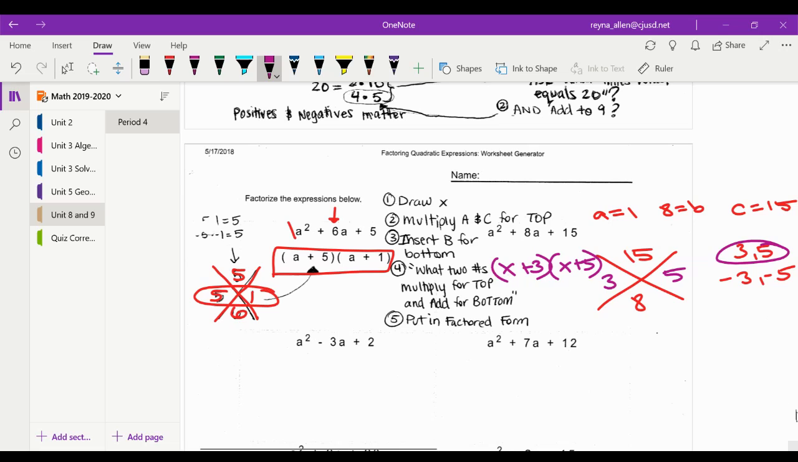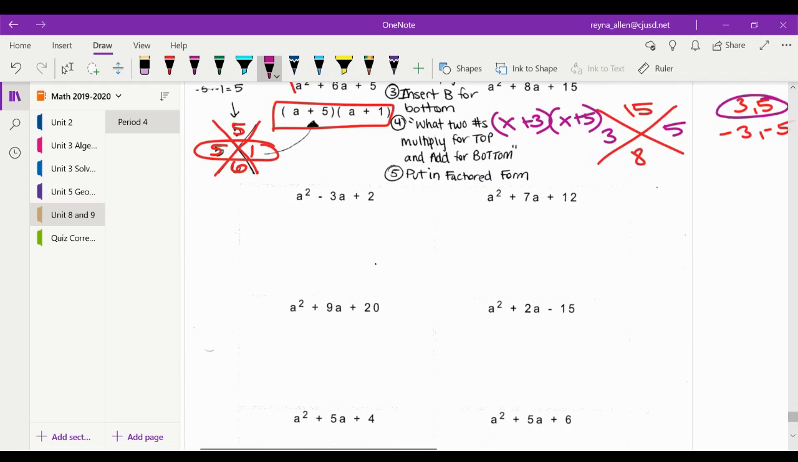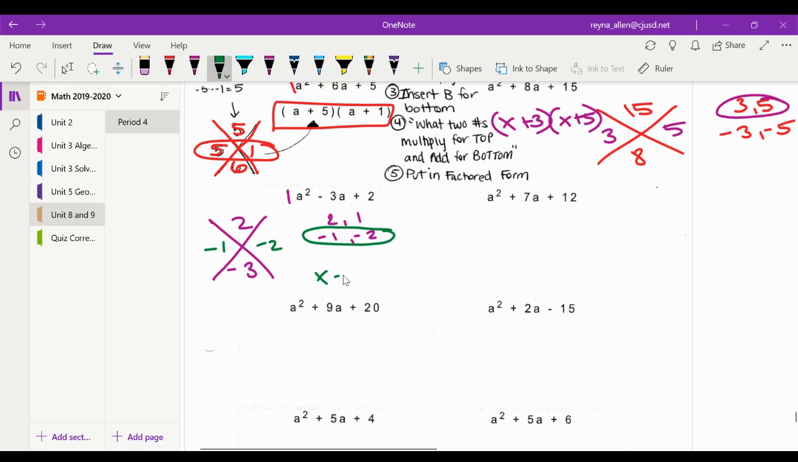Okay, let's try this again. We got a 1, a negative 3, and a 2. So draw our X. A times C is 2. Negative 3 at the bottom. Okay, so what is 2? We got 2 times 1, and we got negative 1 and negative 2. We need these to add up to negative 3. So that's my second one. So negative 1 and negative 2. So my new factors are x minus 1 and x minus 2.